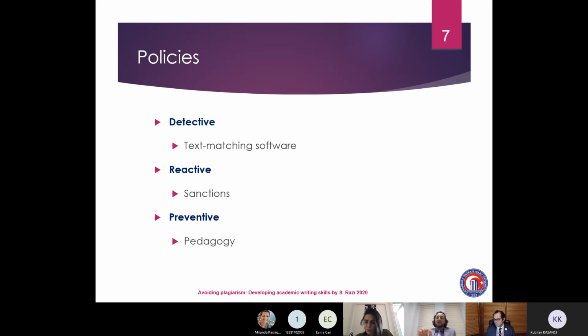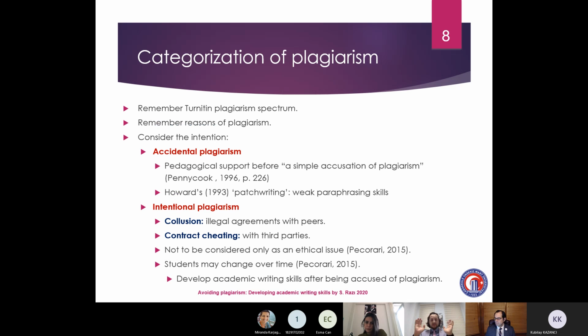Considering the role of our department, the English language teaching department, we are more familiar with a preventive approach. So in our policies, in addition to detecting and reacting against misconduct, we will also prioritize preventive approaches. So this will be our understanding. Considering our definition, we said that, okay, without attributing credit to the original source.